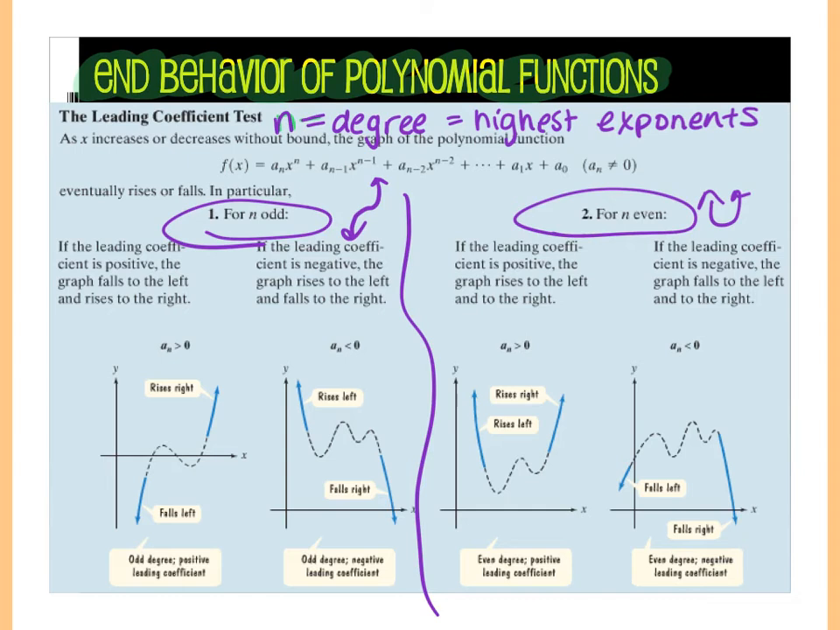If it's odd and the leading coefficient, which is the number on the front of the x that has the highest power, is positive, then it rises right and falls left. If it's negative, it rises left and falls right. If the exponent is even, and that leading coefficient, the number on the front of that exponent, is positive, they both point up. And if it's negative, they both point down.